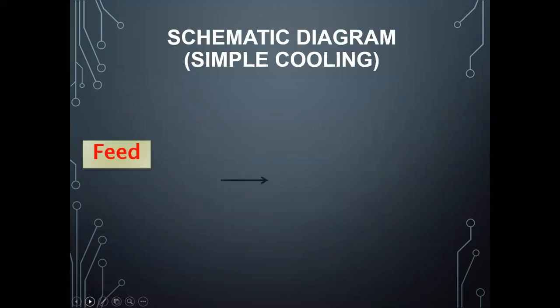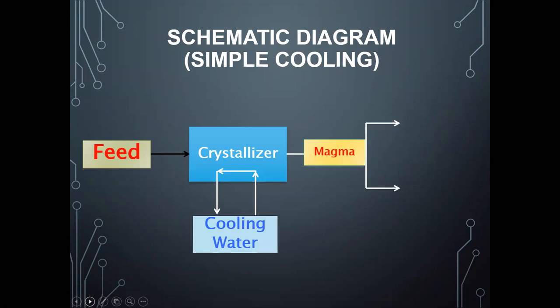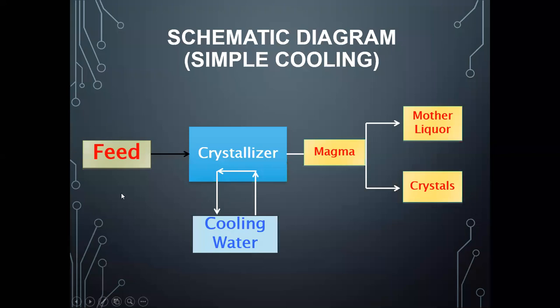Now, here's a particular schematic diagram for the formation of crystals in the process of crystallization. So we have the feed introduced into the crystallizer. The crystallizer is undergoing cooling, or there's the cooling of the feed inside the crystallizer so as to initiate the growth of the crystal. So the crystallizer here is viewed as a heat exchanger wherein we have cooling water introduced to it. Now in the process, the crystallizer later on will have a product dispensed in the form of magma, which is separated further into the mother liquor and the crystals. In the case of crystallization, we are interested in the crystals, although the mother liquor can still be processed.